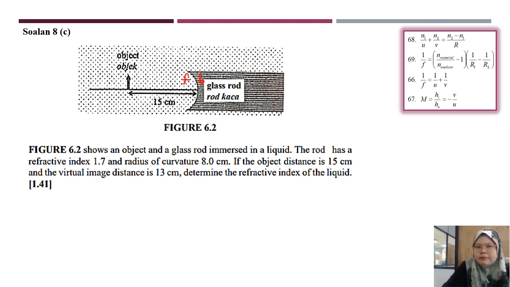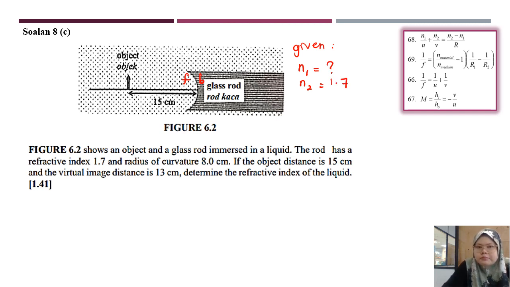Kenapa kita label front back ni? Maksudnya front ni adalah untuk index of refraction yang pertama. Back ni adalah untuk index of refraction yang kedua. So saya tulis dekat sini. Index of refraction yang pertama will be liquid, kita tak tahu liquid tu berapa. And then index of refraction yang kedua adalah glass rod, which is 1.7.